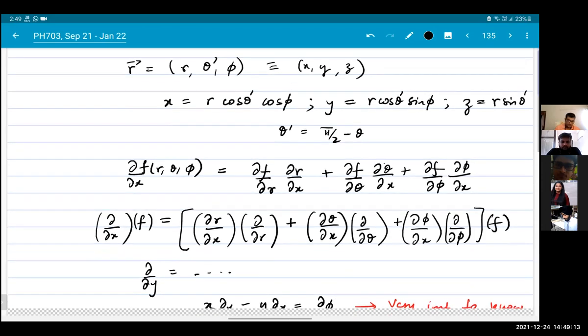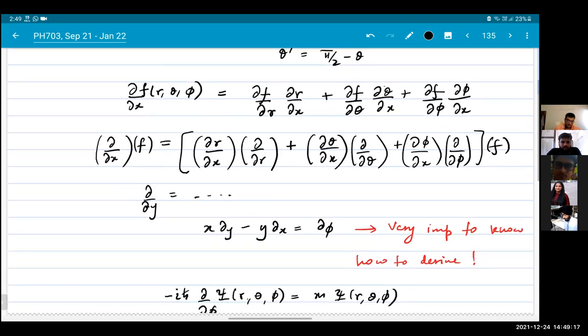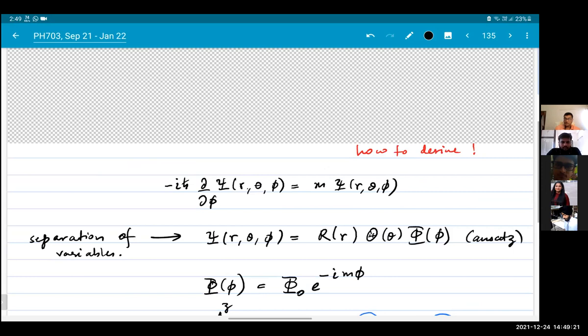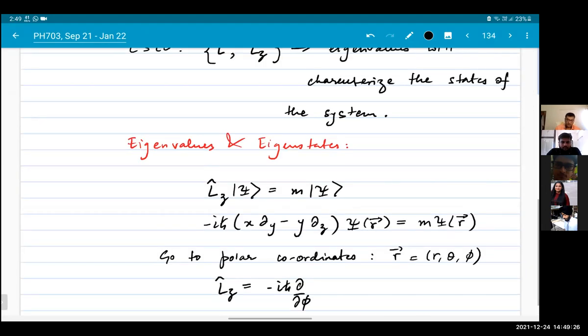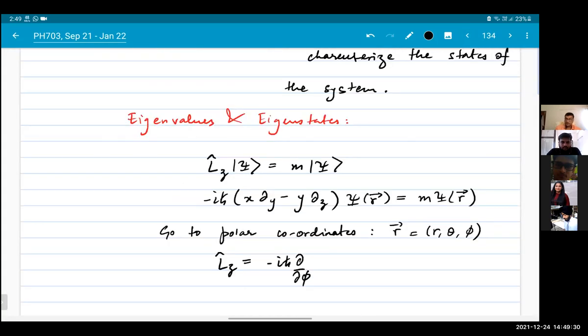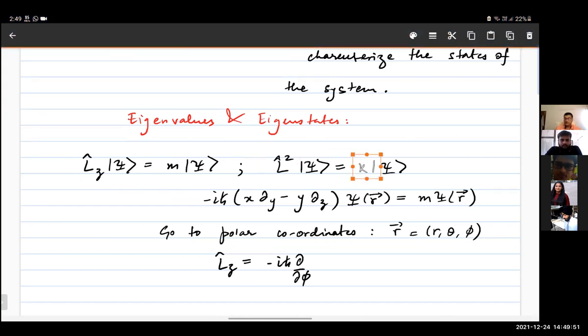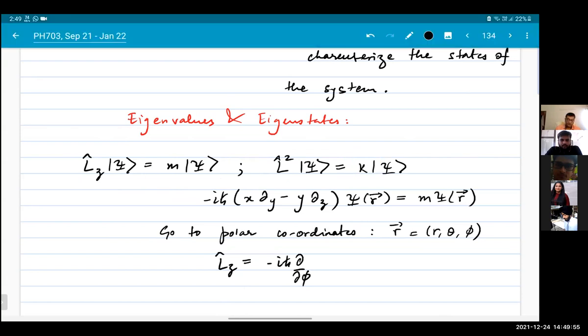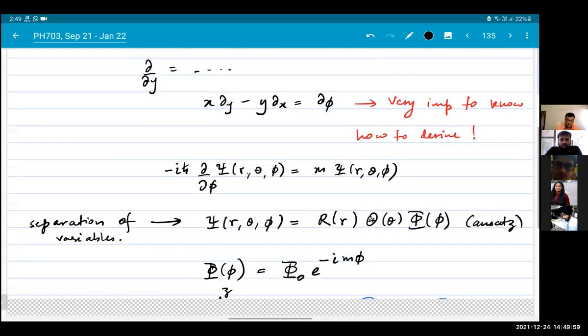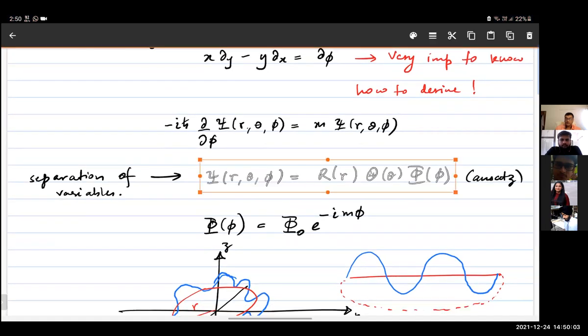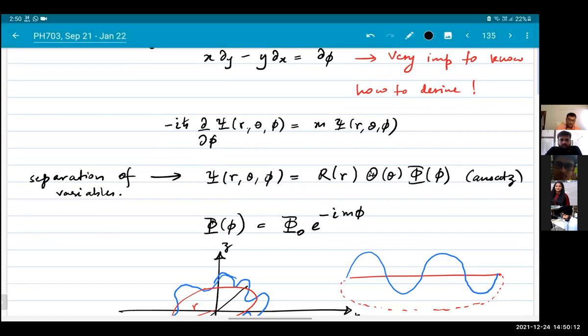What about the L square? We still have to understand what the eigenvalues and eigenstates of L square are. Since L square and Lz commute with each other, that means they should have the same eigenstates. So if psi is an eigenstate of Lz, it should also be an eigenstate of L square with some different eigenvalue. K is the corresponding eigenvalue. The question is, what should this eigenvalue be? Now, we have taken this to be the state, so this state should continue to be an eigenstate of L square also.